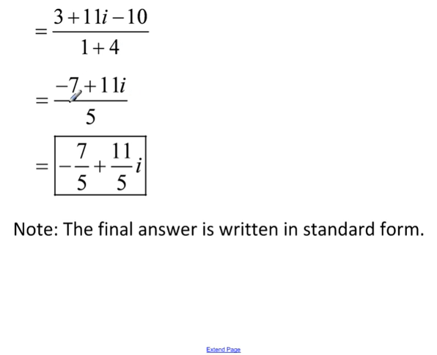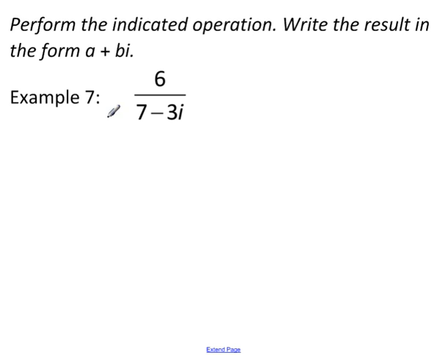And with our answers, we never want to leave it as one big fraction. We got to split it up. So negative 7 over 5 is one fraction, and 11 over 5 is the second fraction. And we leave that alone with our i stuck on the back. If I could reduce the 7 over 5, I surely would. But in this case, it doesn't, so we're going to leave it alone.